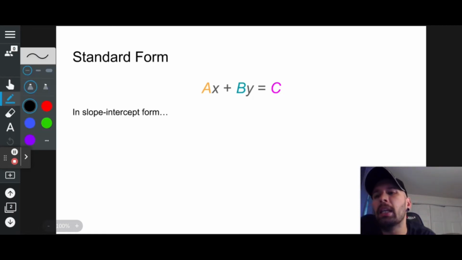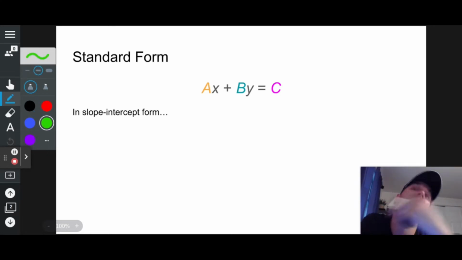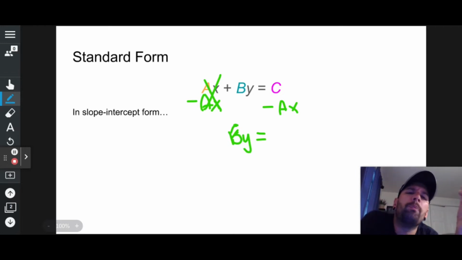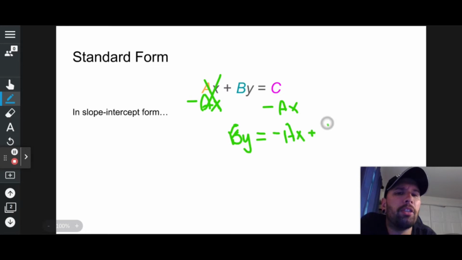So let me get a pen. Let's go with green, my favorite color. I'm going to take that guy and solve for y. So the first thing I have to do is subtract Ax from both sides, cross it out. This solves for By, so that's supposed to be By equals. Slope-intercept form is mx plus b, so I want the guy with the x first, so I'm going to write out negative Ax plus C.